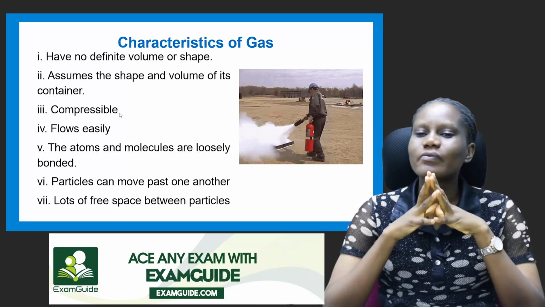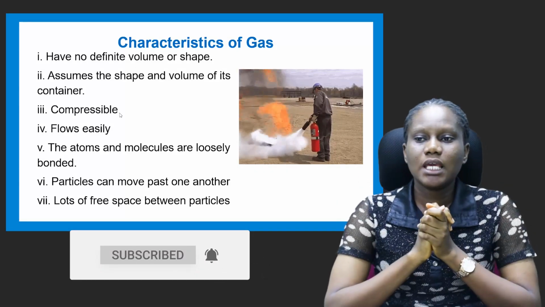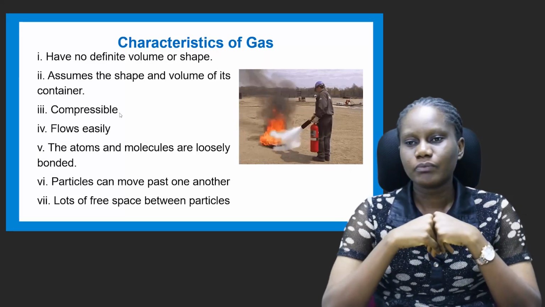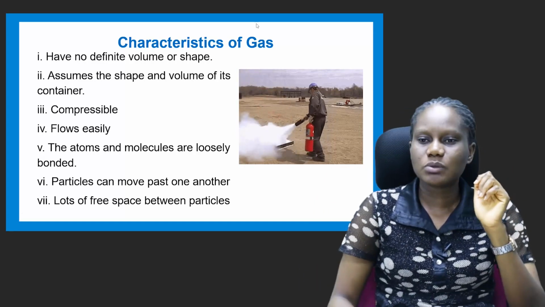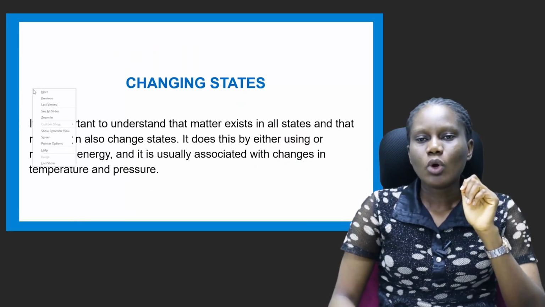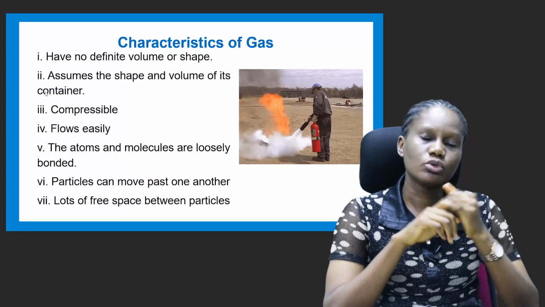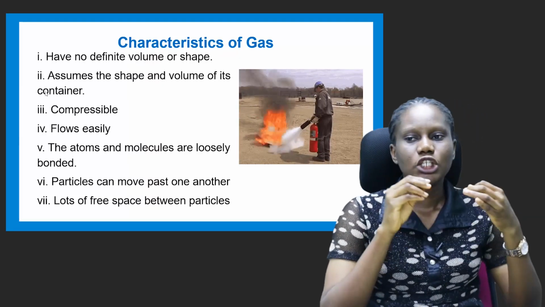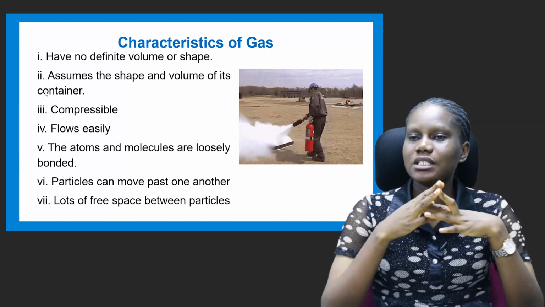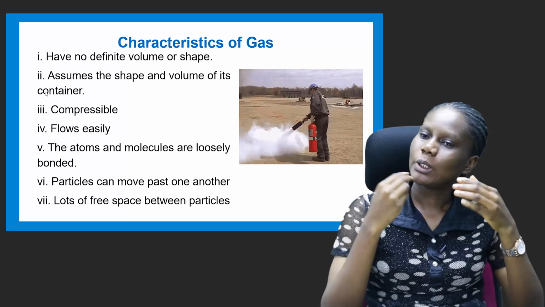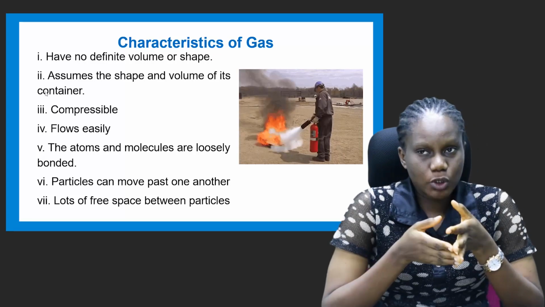Then there is lots of free space between particles, and that explains why it is compressible. Those spaces, you can compress them to have more gas in them. So we have looked at the states of matter, and we have categorized them into solid, liquid, and gas. For solid, you cannot easily compress them, and they are rigid. They have a definite volume and shape.